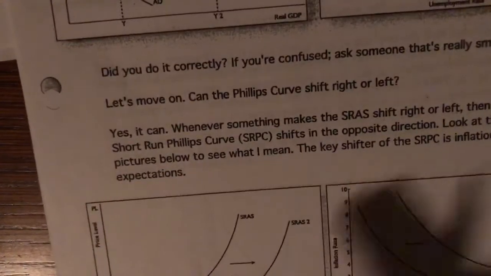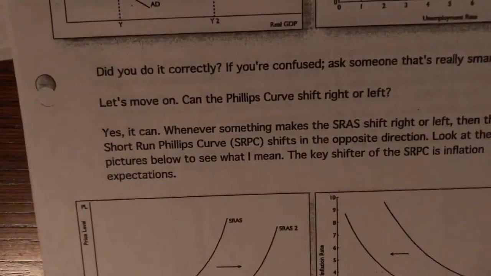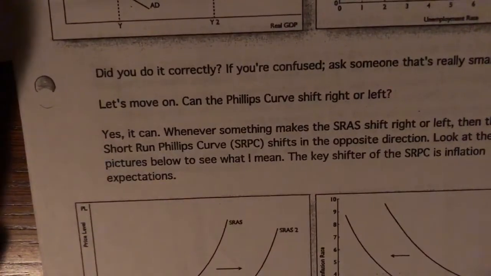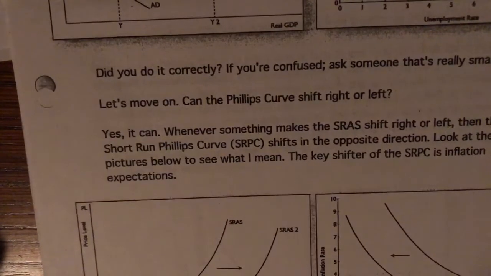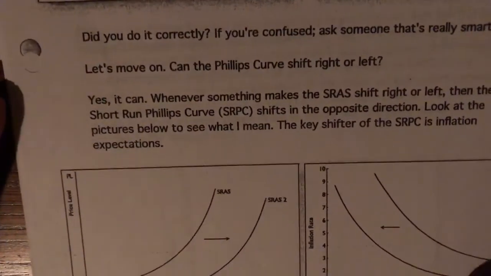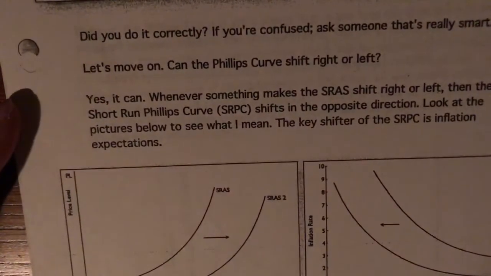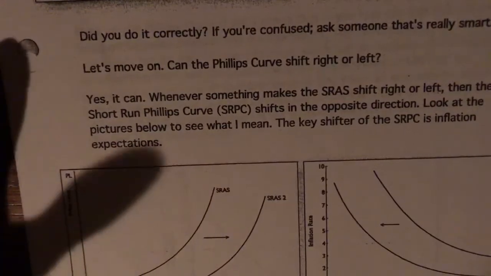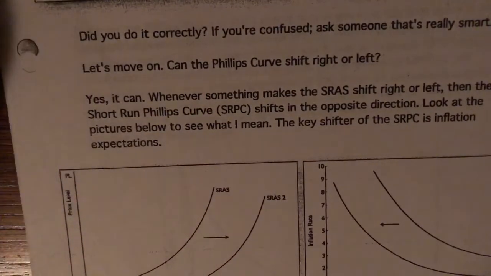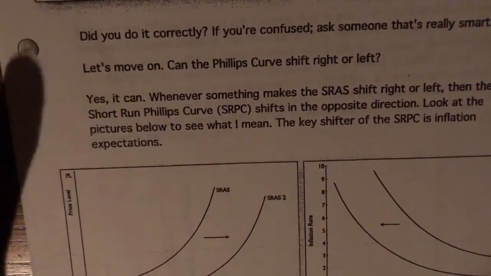Okay, so then the next thing is, can the Phillips curve move? Can it shift to the left and right? Yes, it can. Whenever something makes the short run aggregate supply curve shift to the left and right, then the Phillips curve will shift in the opposite direction.